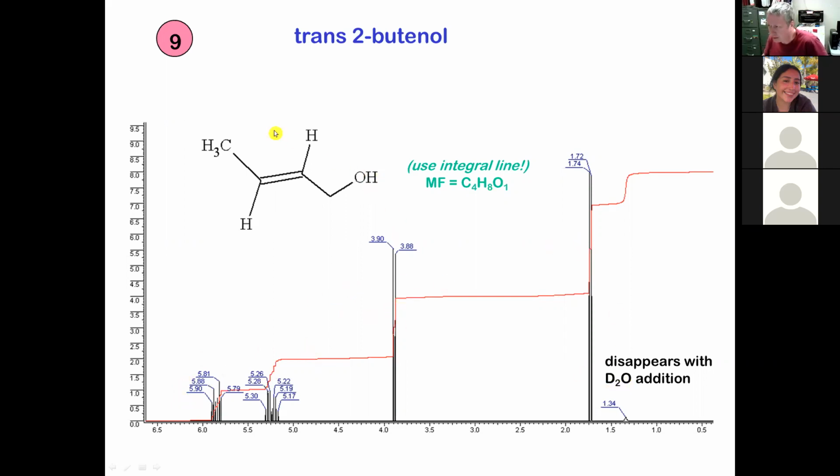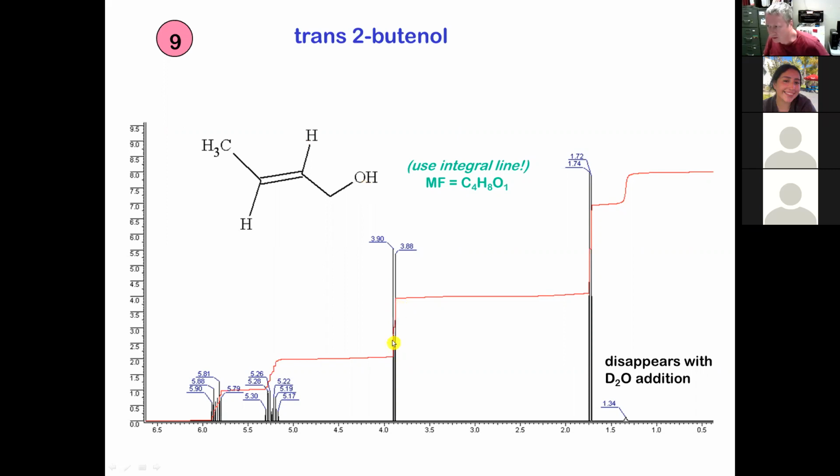Okay, which one is the OH here? Of all these peaks, the OH must be the one that disappears with D2O, right? And then the CH3 must be this CH3. The 2 alkene protons, we can't really figure out which is which. And then we're left with the CH2 there, and that must be next to the oxygen. It's 3 to 4 ppm.